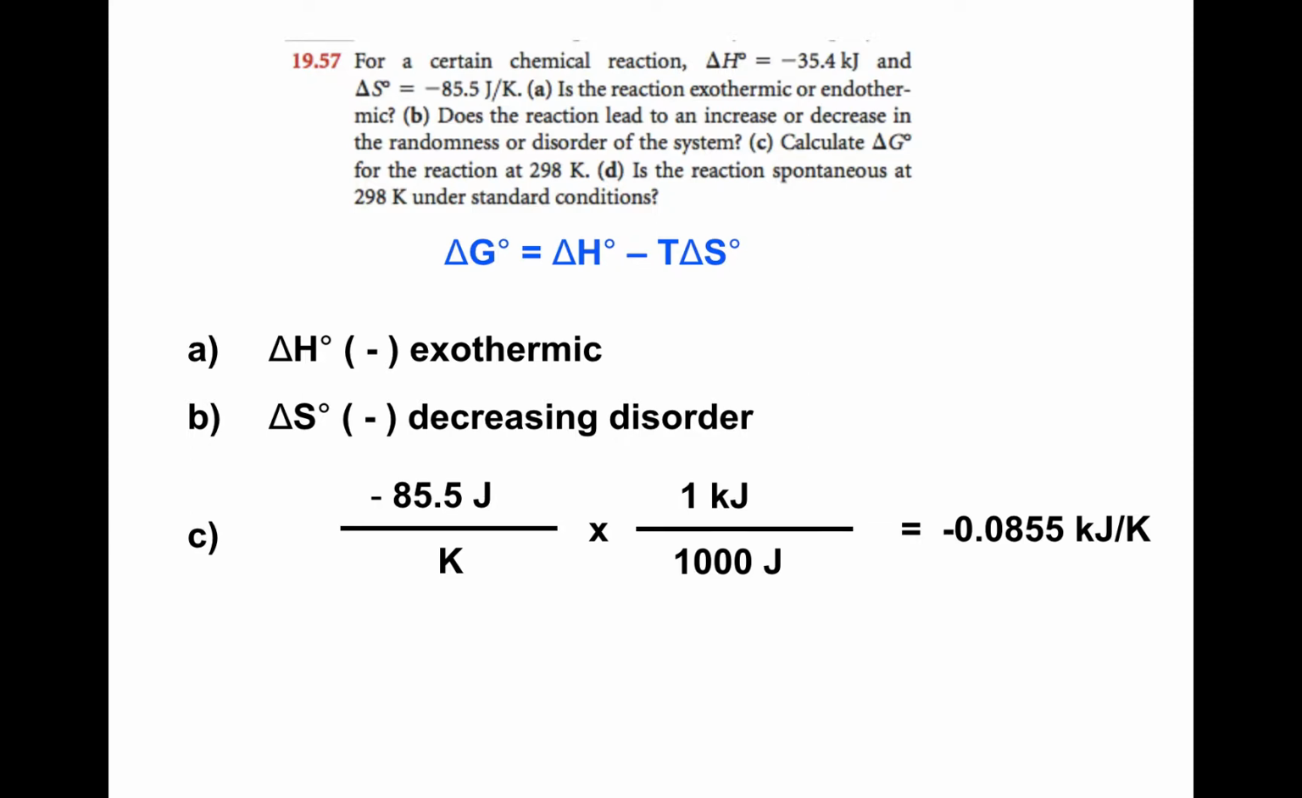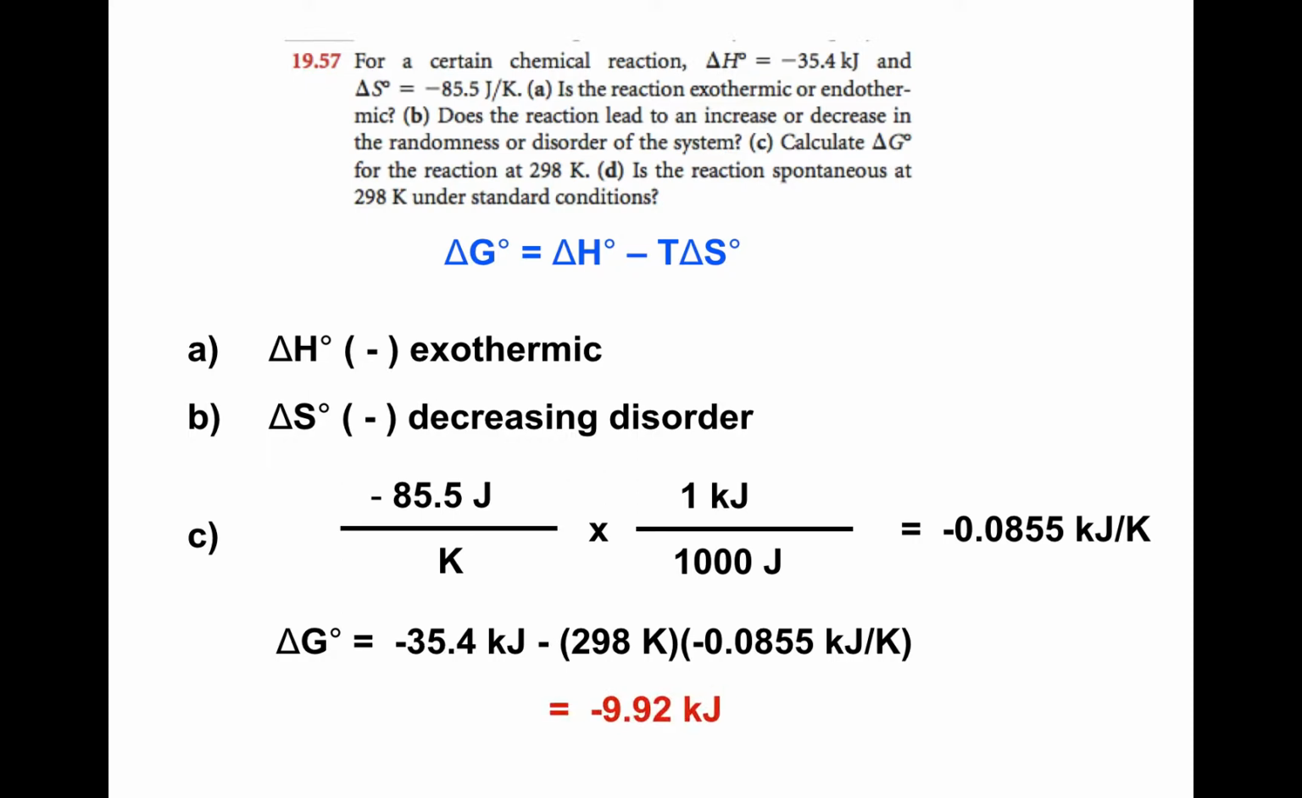So delta H is in kilojoules. Delta S is in kilojoules per Kelvin. When I multiply by Kelvin, that'll cancel Kelvin, and I'll end up subtracting this term from this term in order to get the change in kilojoules. So in the end, we have a negative 9.92 kilojoules for delta G naught. This means this is a spontaneous reaction, one with a large K value.